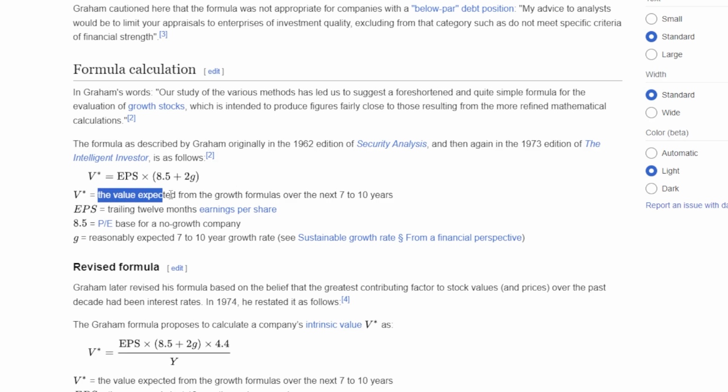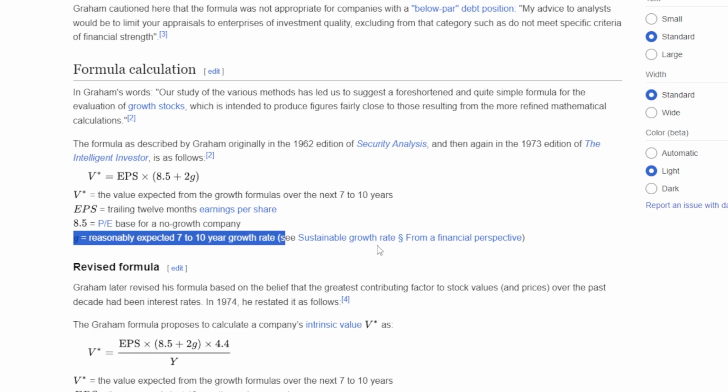Now to break down all these different variables: V is the value expected from the growth formula over the next, say, 7 to 10 years. EPS is the trailing 12 months earnings per share. 8.5 equals the PE base for a no growth company, and G equals the reasonably expected 7 to 10 year growth rate, and it's a sustainable growth rate from a financial perspective.